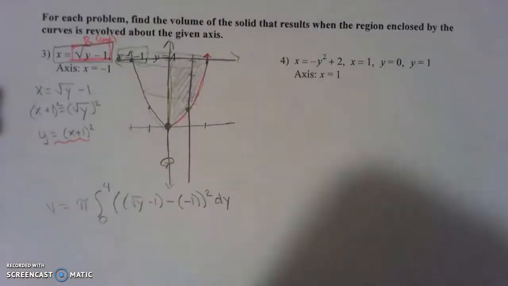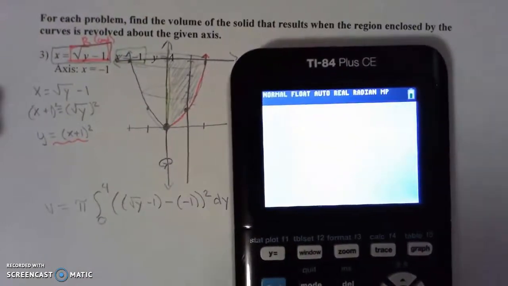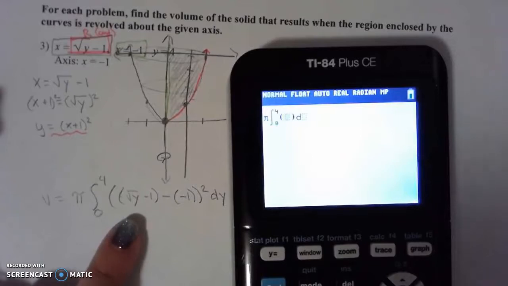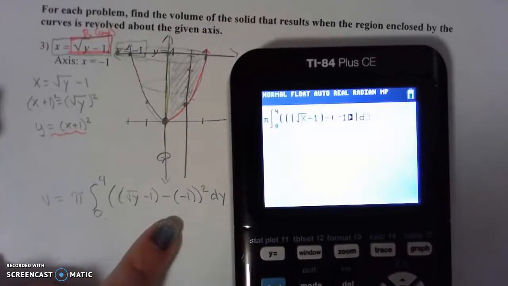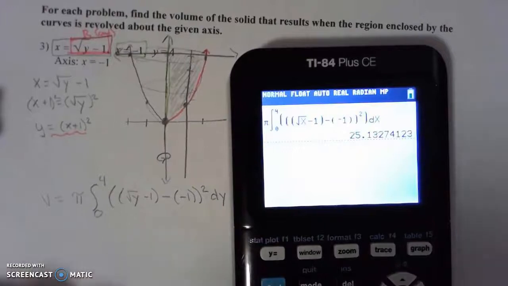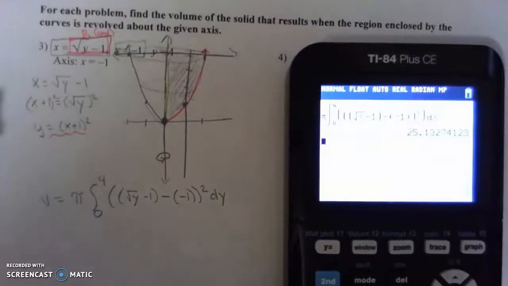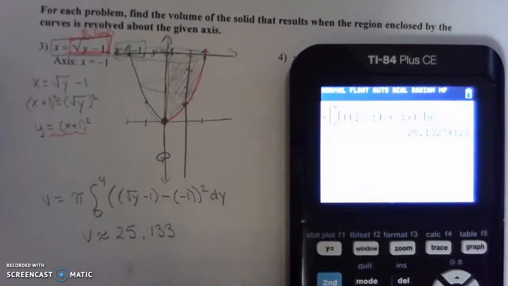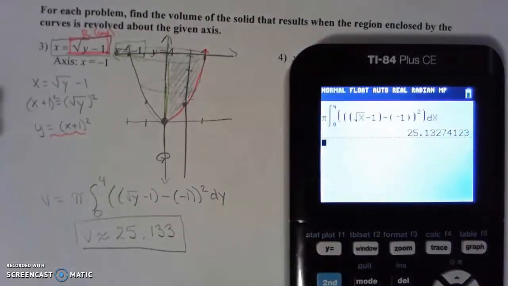Okay, so just so you guys can see, let's type it into my calculator here. So I'm going to do pi, then math. My option number 9 is for my integral from 0 to 4. I'm going to type this one in terms of x, so I'm actually going to do an extra set of parentheses in here. So it's the square root of x minus 1, close that parenthesis, minus my -1, close that parenthesis so I can square it, and then I'm going to put an x out here, and we see that we get 25.1327. So we're going to round that to 2 decimals. So the volume is approximately 25.133. Okay, so that's just so you got a good example of the ones that are on the practice.